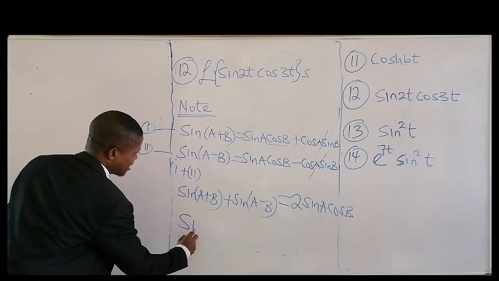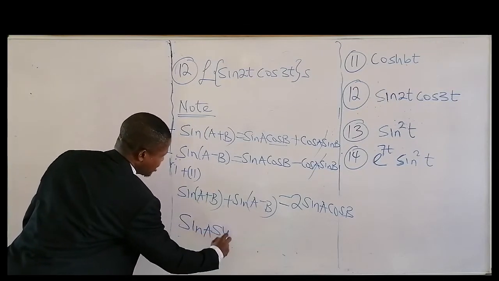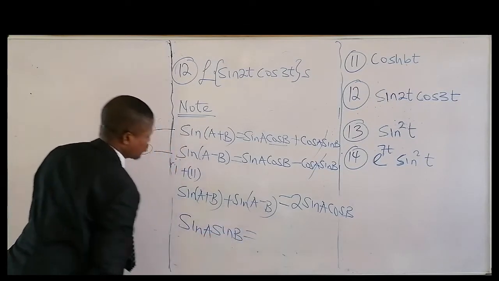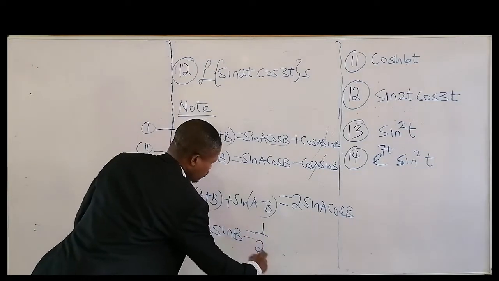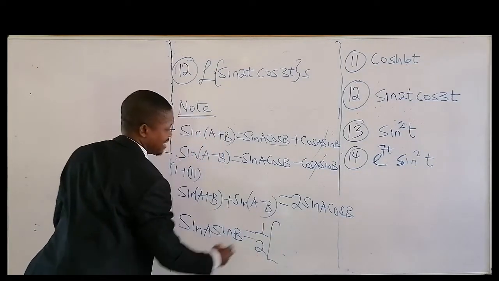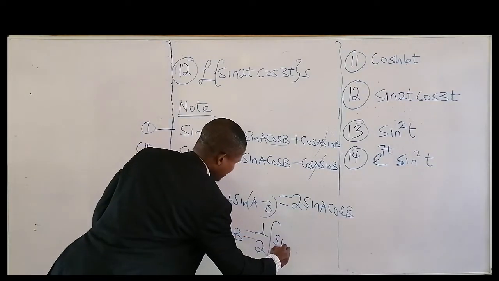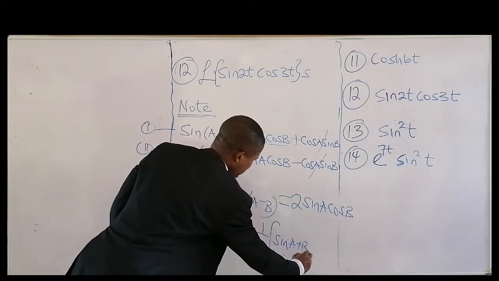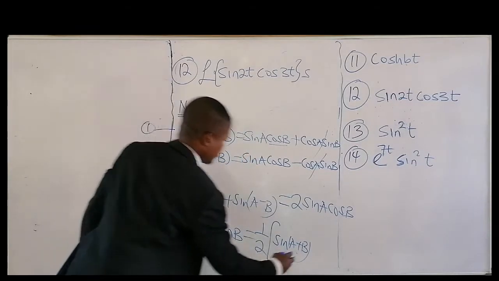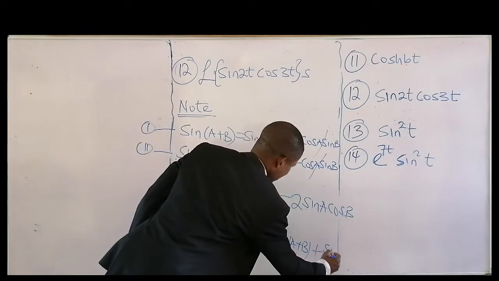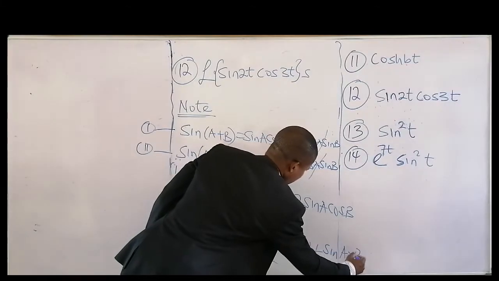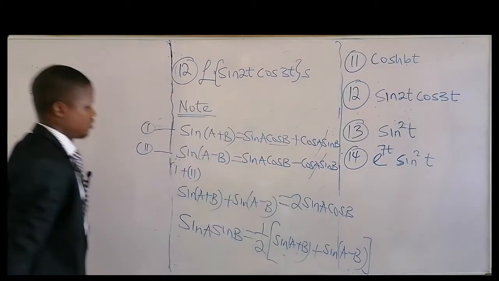Okay, so sine a cos b will be equal to what? Will be equal to 1 over 2. Divide both sides by 2. So sine a plus b, and then plus sine a minus b. Okay, so let's apply that.